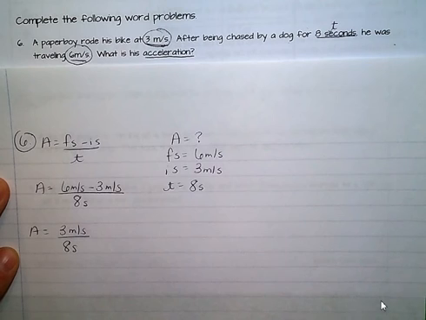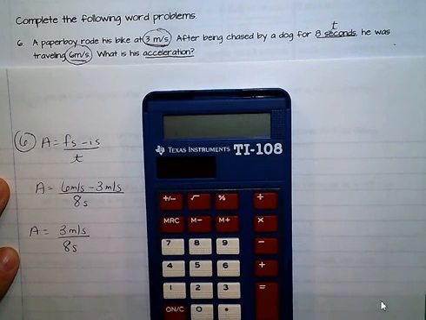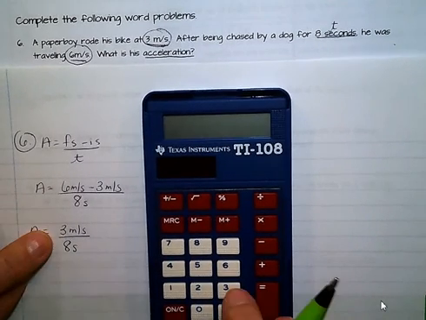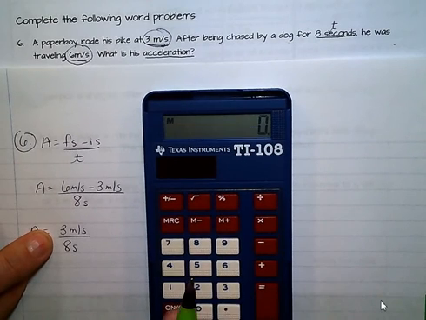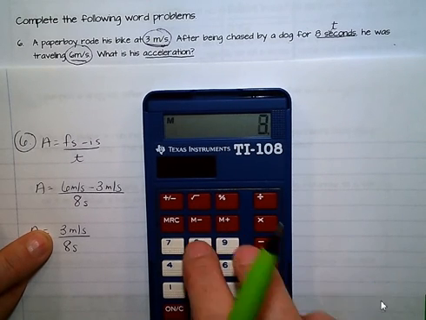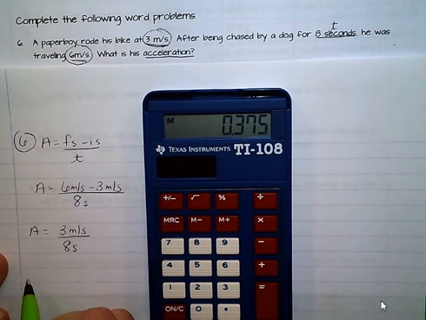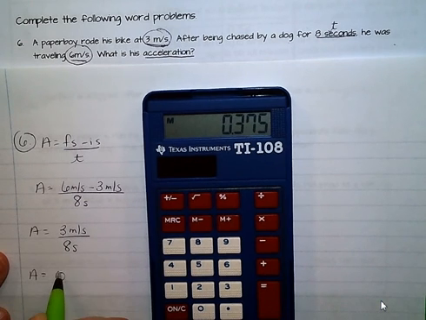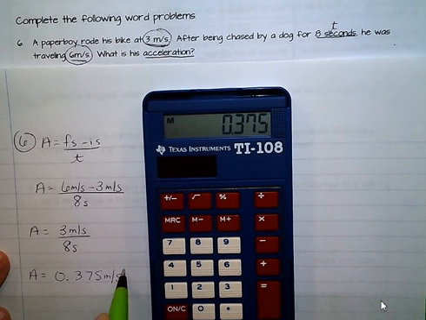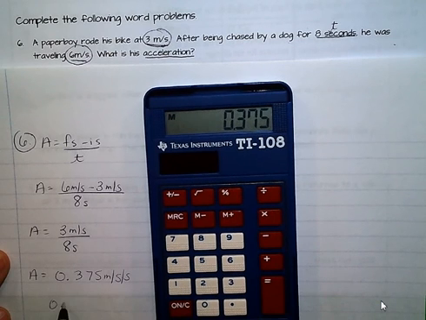So now, in my calculator, I need to place in 3 first, clear it out, make sure it's clear. 3 divided by 8 equals, and I get this decimal, and that's fine. So my acceleration is 0.375 meters per second, or I can write that as 0.375 meters per second squared.